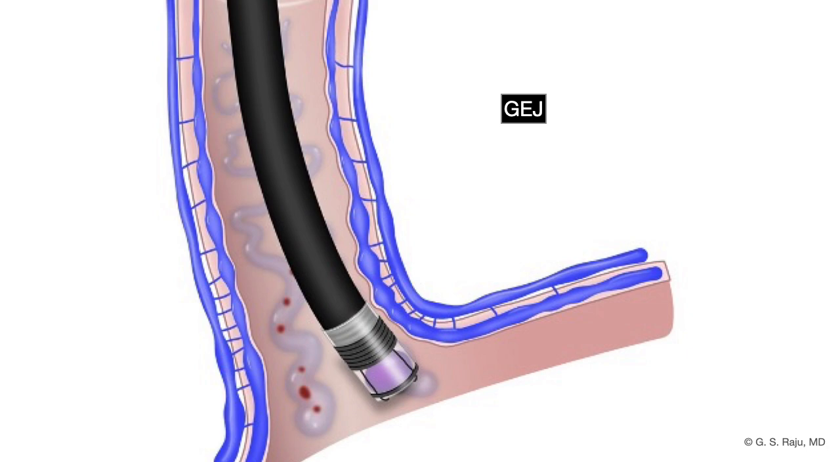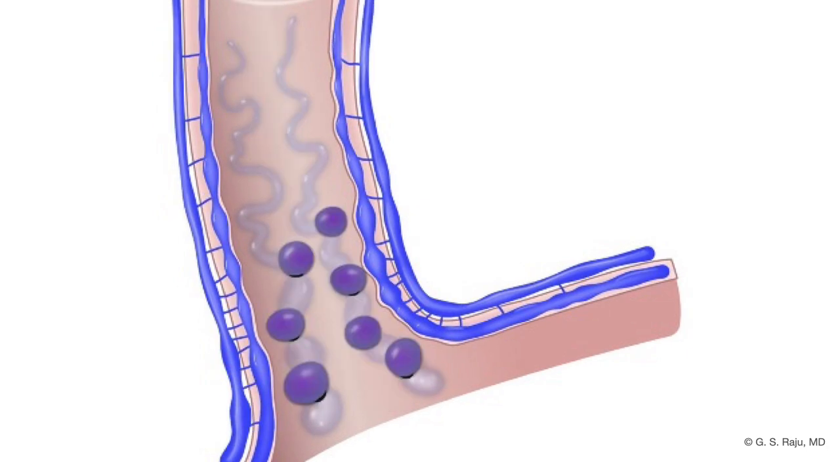At the beginning, in the first attempt, you try to put anywhere between 4 to 6 bands. In some patients, depending upon the variceal burden, people may go a little higher in terms of band ligation.